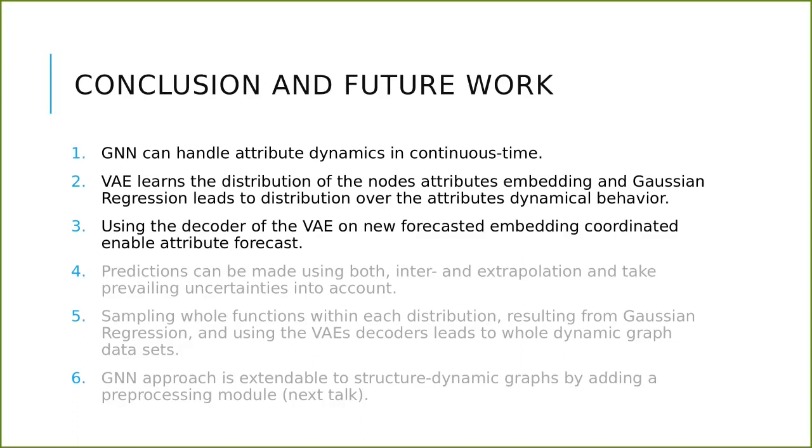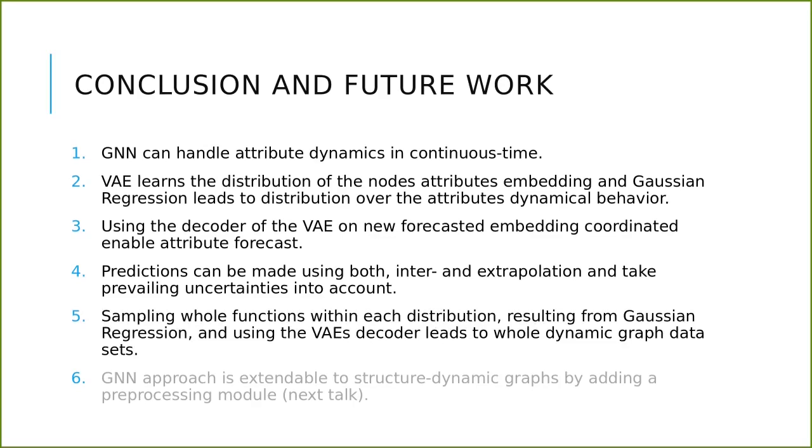Applying the decoder on new forecasted embedding coordinates of a node leads to an attribute forecast of the same node. The predictions can be made using inter and also extrapolation and take prevailing uncertainties into account. Taking whole functions that are similar to the Gaussian regression functions and applying the decoder of the variational autoencoder on a sample of points within some time range leads to new dynamic graph datasets.